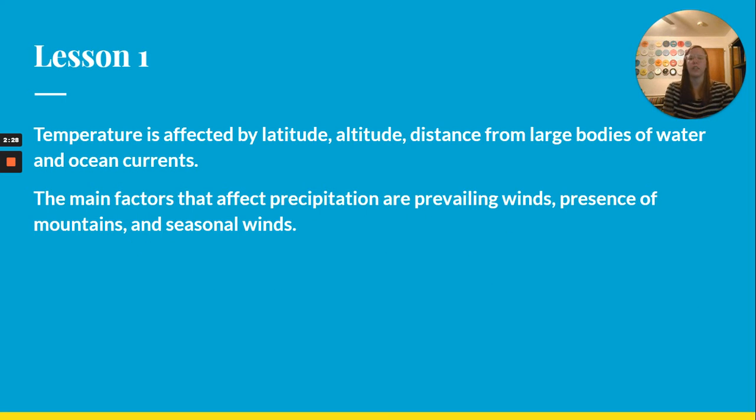So from lesson 1 are 2 key points. Temperature is affected by latitude, altitude, distance from large bodies of water, and ocean currents, and the main factors that affect precipitation are prevailing winds, presence of mountains, and seasonal winds.